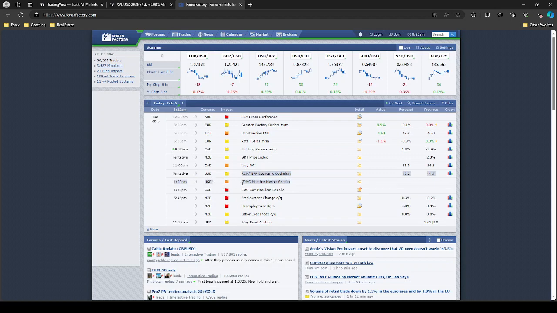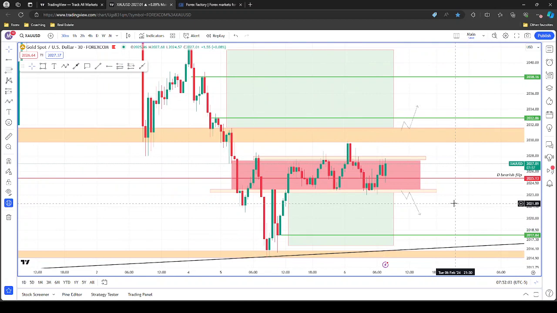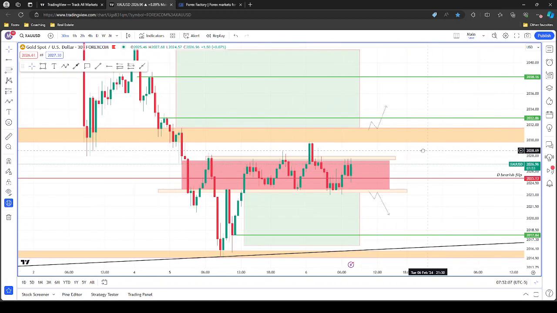And then we have an FOMC member speaking at 1 p.m. I'll be done trading by then. I trade usually 7:30 Eastern to 10 a.m. Eastern, so that won't impact me. So looking clear from a fundamental perspective, shouldn't be too much expected that will move the market heavily in terms of fundamental data. So yeah, again, those are my two scenarios.